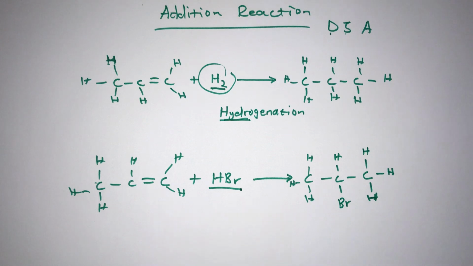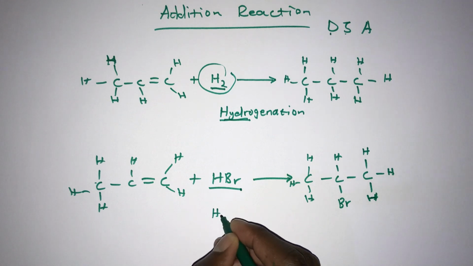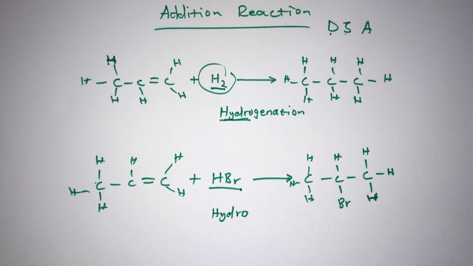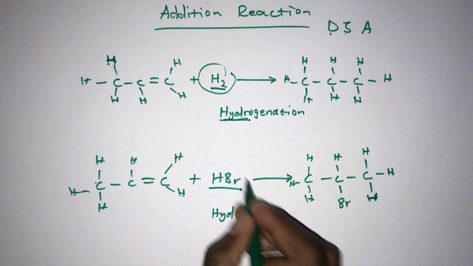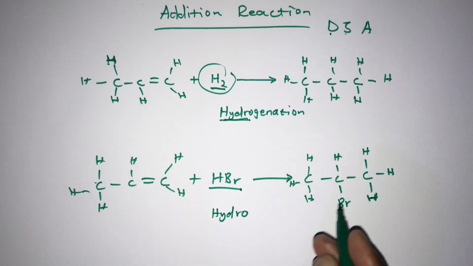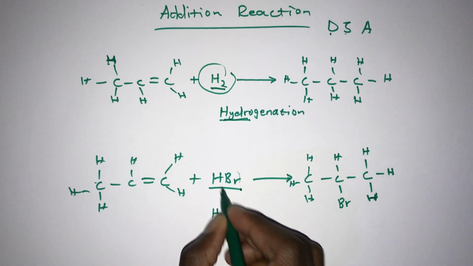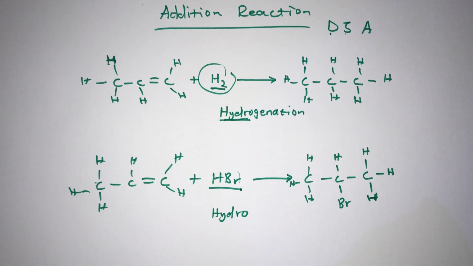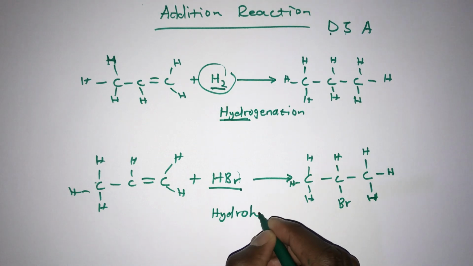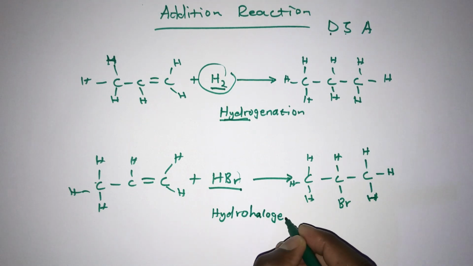So now, what type of addition reaction is this one? Check, what are we adding? We're adding hydrogen and bromine, right? So we can say this is hydro for hydrogen. And bromine, since this one is from haloalkanes, right? So we can say hydrohalogenation.